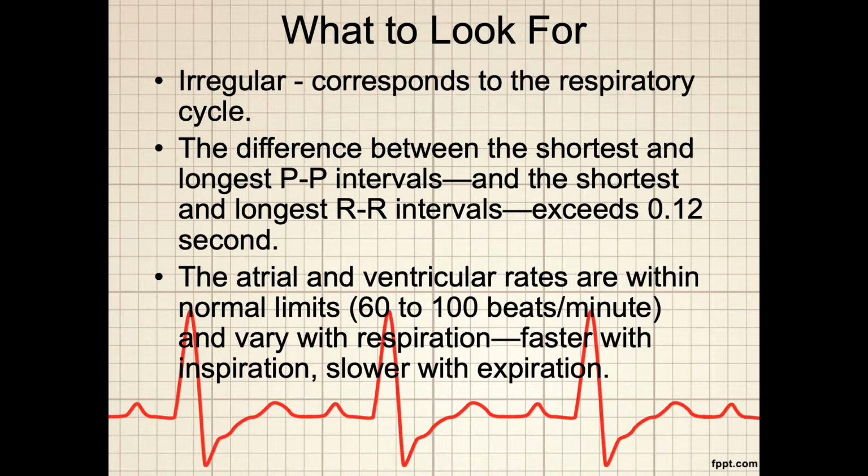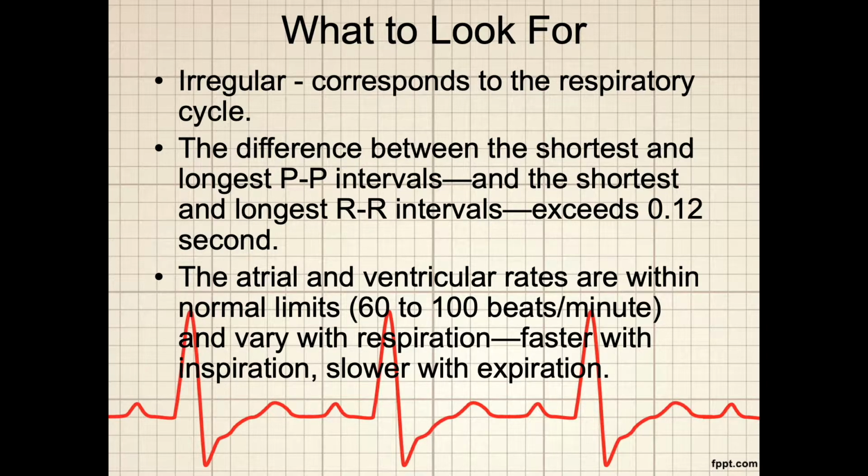Well, it is irregular, and this irregularity corresponds to the respiratory cycle. The difference between the shortest and longest P to P intervals and the shortest and longest R to R intervals exceed 0.12 seconds. Remember, it is common to see some variation in normal sinus rhythm. However, if the longest and shortest intervals exceed 0.12 seconds, it is properly called a sinus arrhythmia, and now it is worth noting.